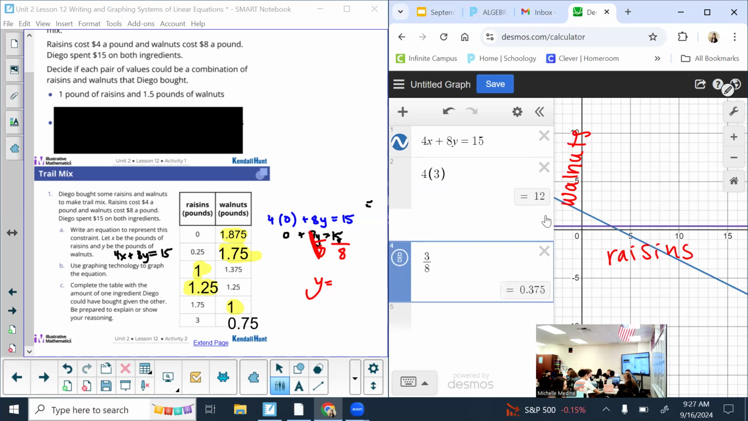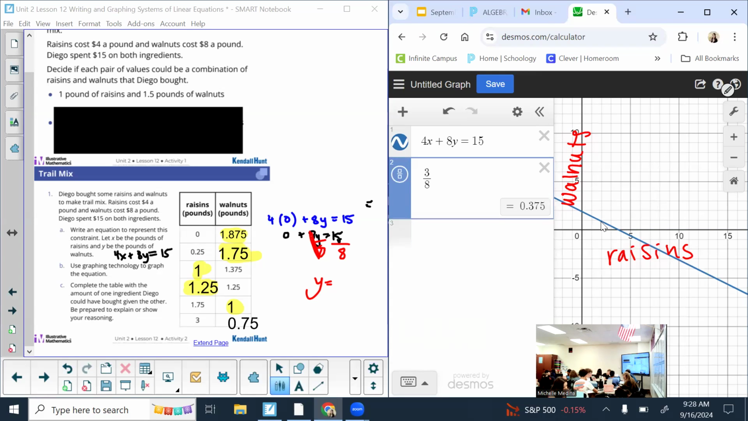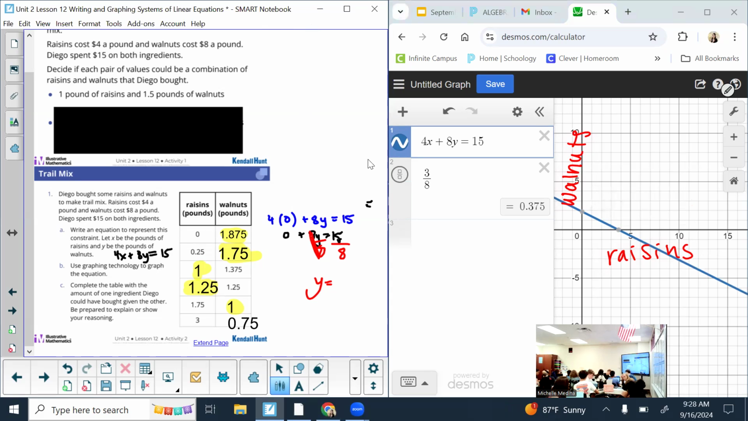But on my graph, if I'm using it to solve, I'd have to find where the raisins, where the x is 3. And on Desmos, you can click on the line and drag until you find it. And you see that y value when x is 3. Same thing we got algebraically. So it should be 0.375 instead. Let's fix that. And now it's better. Questions on that?